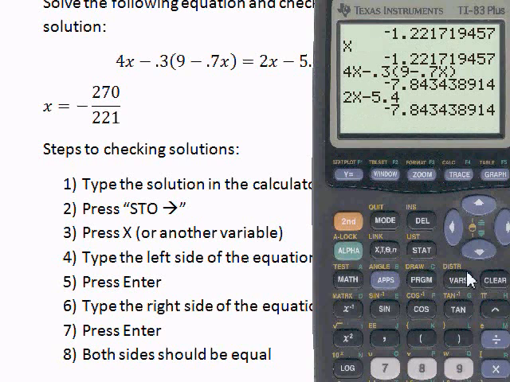Enter, this is great news. The left-hand side when I typed it in is equal to the right-hand side when I typed it in. That means our solution of negative 270 over 221 is actually the solution to this equation. It's an ugly solution, but it's okay because it checks out.